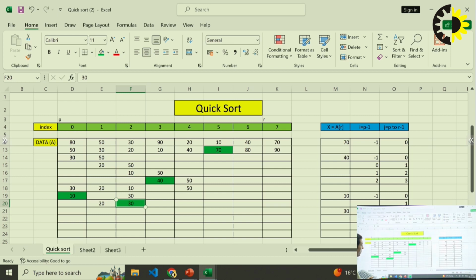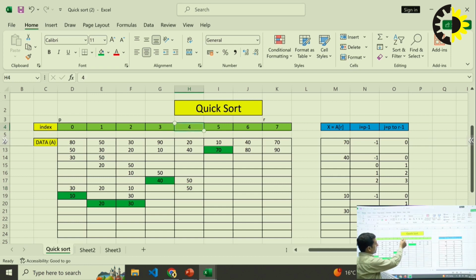So 10 is fixed, 30 fixed, 40 fixed. Now in the first part only one element is here, so there is no requirement for division further. This is fixed. Now in the second part, only the element 50, only one element, means the only-one-element condition, P and R at the same location.